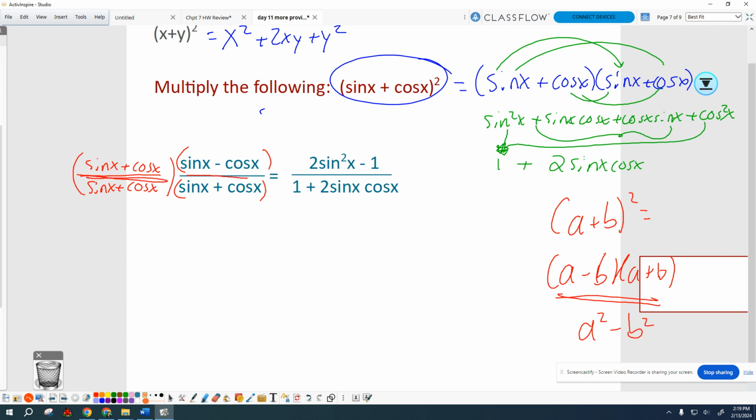So this top times that top, is it, Elon, the pattern a plus b times a minus b? Even though it's not really a and b, it's sines and cosines. Sine squared minus cosine squared. So Clark is saying that it becomes sine squared minus cosine squared.